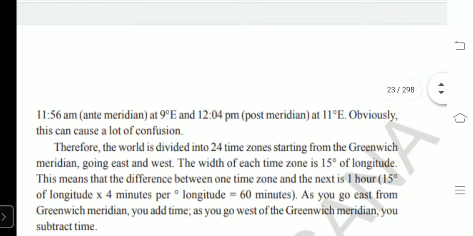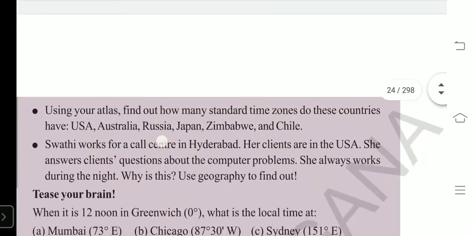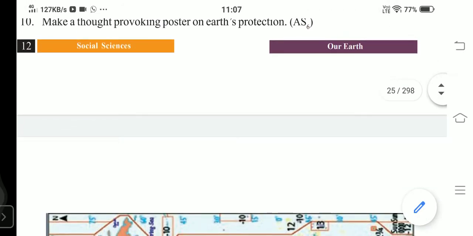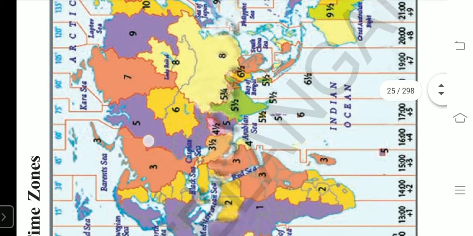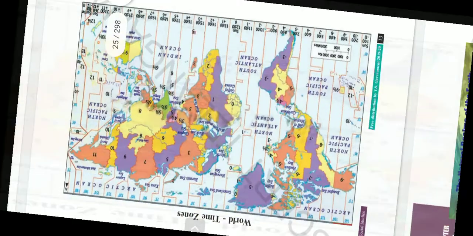Okay. Going to that point, I'll show you here. Look here, my dear students. Yes. These are the different time zones.